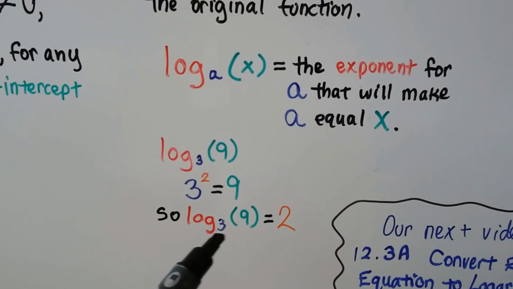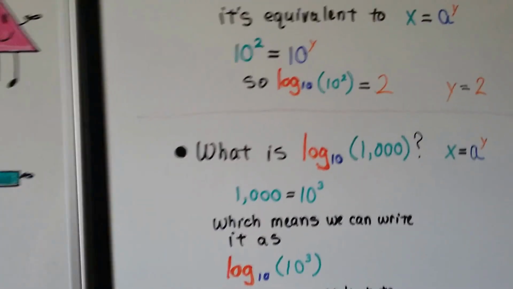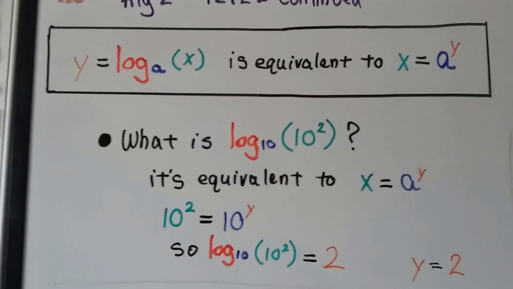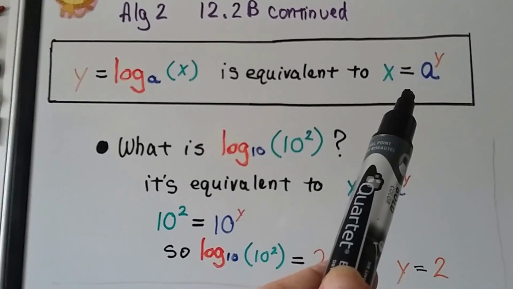So log base 3 of 9 is 2. See? So let's do some more of those, and then we're going to talk about the domain of a log function written in set builder notation, okay? So we know that this is equivalent to this.